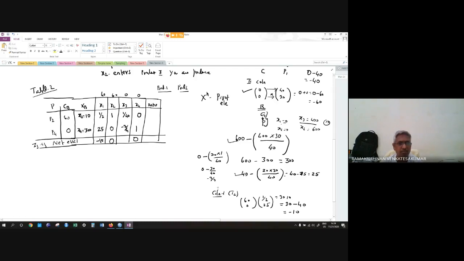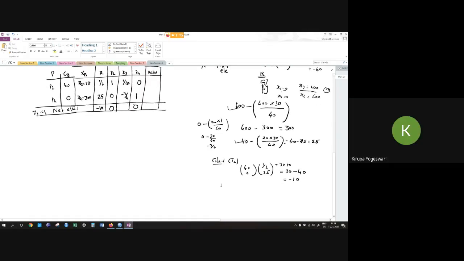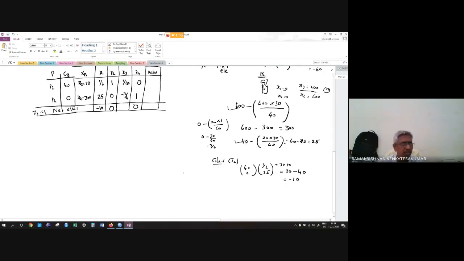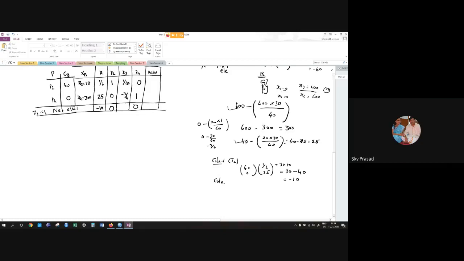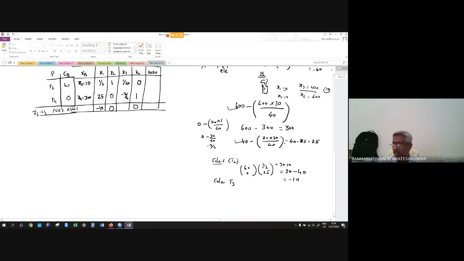Then the third column. Column 3, I update column 3. What are the two numbers to be multiplied? So this is standard, 60 into 0. Then third column, you have 1 by 40 and minus 3 by 4. If you multiply, what do you get? This number will become 15. This will become plus 0. Net result is 15. Minus top of the table, we have written 0. So here opportunity cost is 15.